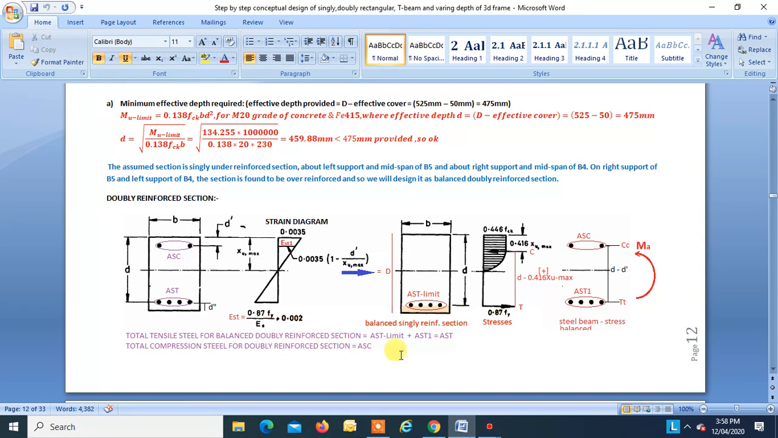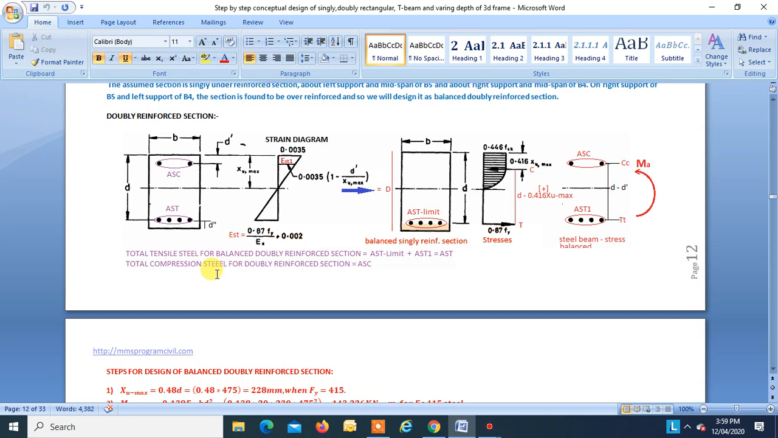So this is the explaining diagram for a doubly reinforced section. This is the doubly reinforced section, this is the strain diagram. This is a balanced doubly reinforced section. This can be divided into two parts. One is a balanced singly reinforced section, and another is the additional steel to be provided to take the additional moment Ma. So what is this additional moment Ma? Additional moment Ma is design moment minus Mu limit. We will see that in detail. So the total steel Ast will be Ast limit plus the steel required to take the additional moment, Ast1, in the tensile zone. So Ast is equal to Ast limit plus Ast1, and Asc is provided over here, right?